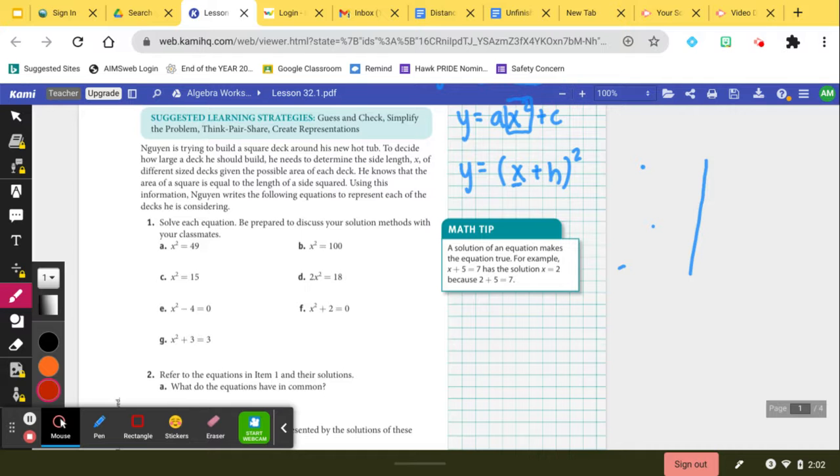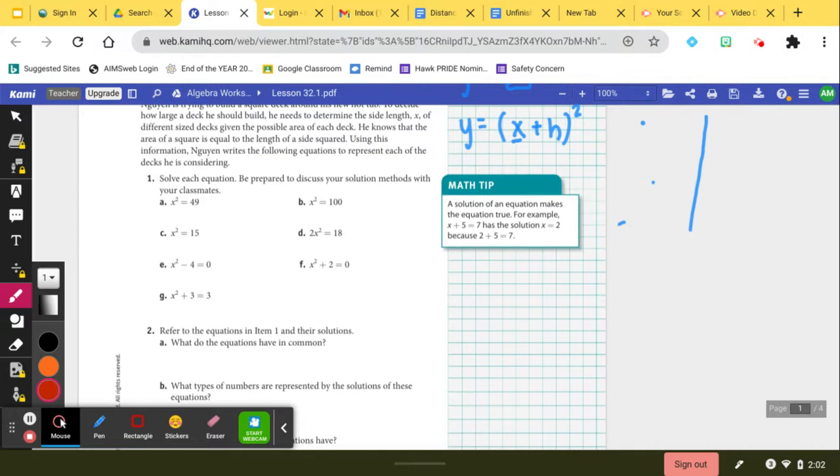So just going down, again, we're going to be skipping through these just to get to the main point. I don't want my lesson videos to be too long. But we're going to be solving these quadratics. So it says solve each equation, be prepared to discuss your solution methods with your classmates.